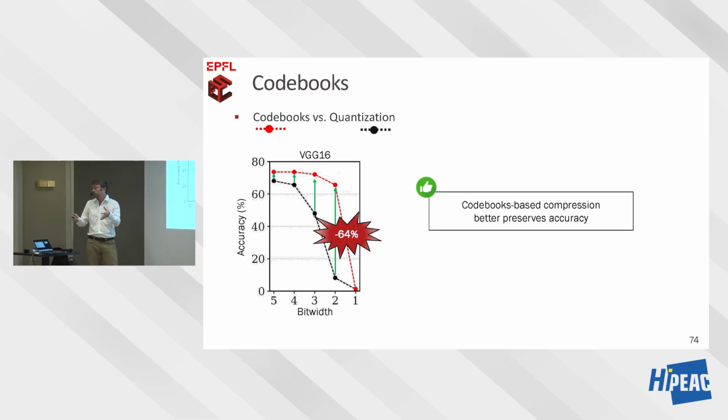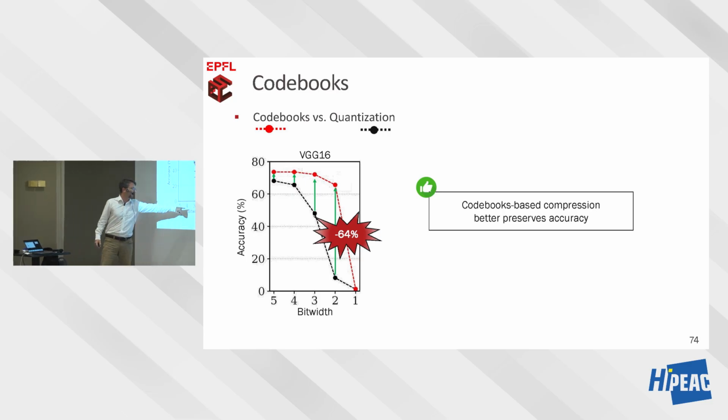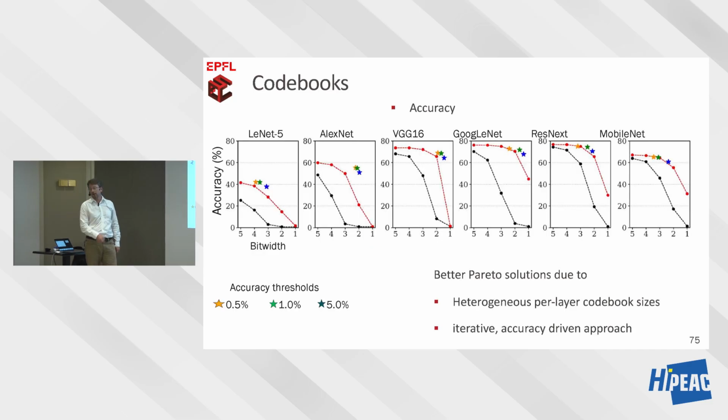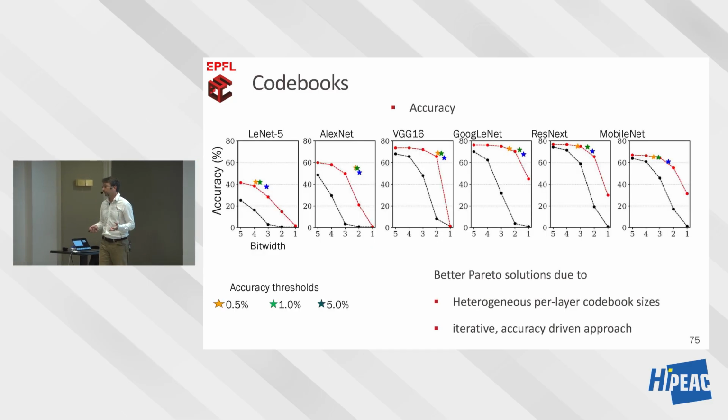Nonetheless, the overhead for storing the tables is very small because those tables are small. If you have 3 bits for the indexes, it means that your table is 8 elements for a whole layer. And for a bunch of different benchmarks, we have basically the same result. Codebooks just work.